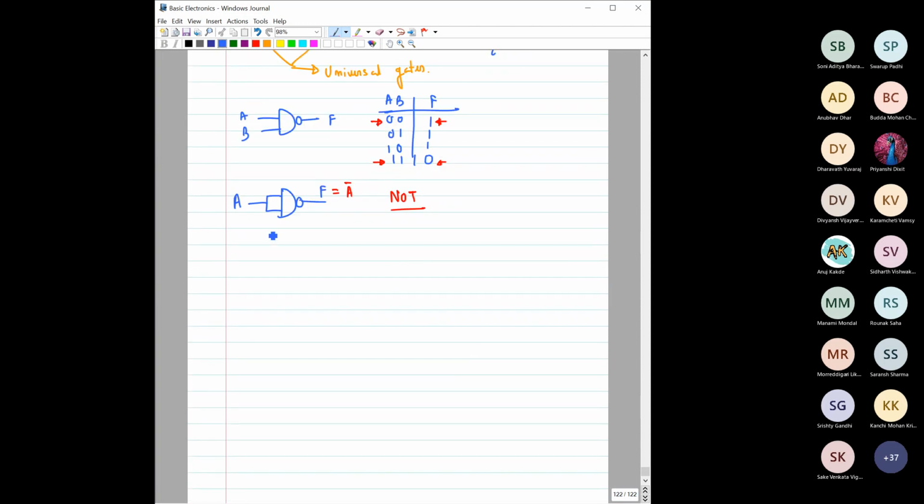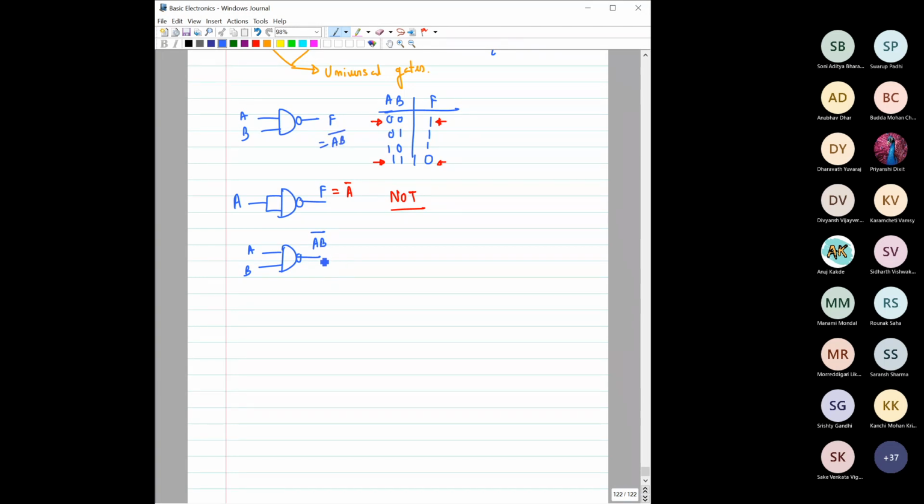Now let us think about this AND gate. A, B. What will be the output? 1, 1, 1, 0. Right. In terms of expression, can I write it like this? Yes, sir. So it is A B.